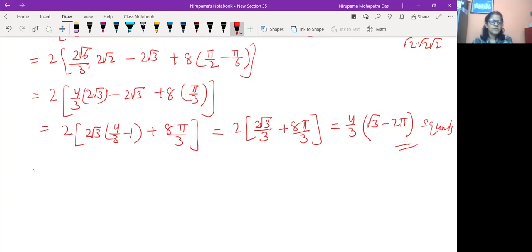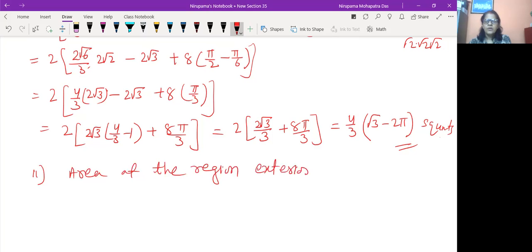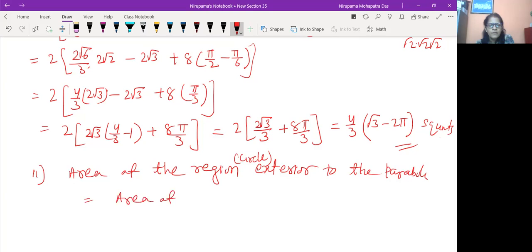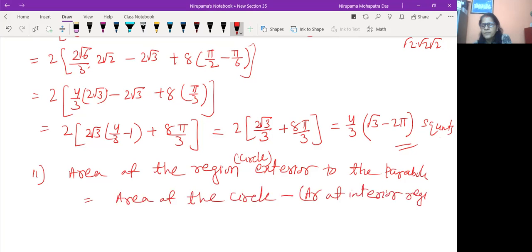Now the second part of the question is the area of the region exterior to the parabola. Area of the region means basically the circle. Exterior to the parabola, so that can be taken as the area of the circle minus the area of the interior region. So I hope you are clear about this.